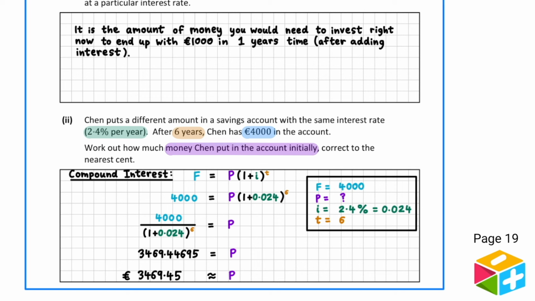We want to find the value of P, but it's being multiplied by an expression. To isolate P, we should divide both sides by this expression. We can type the left-hand side into our calculator, and when we round to the nearest cent, we end up with a final answer of €3,469.45.